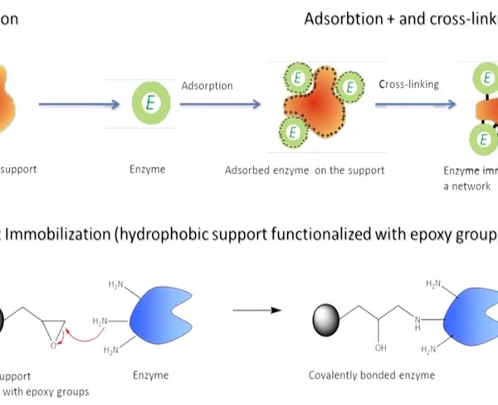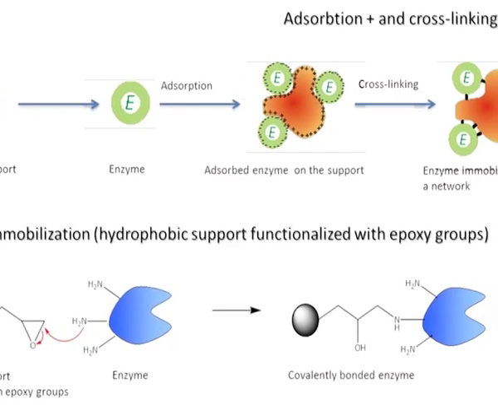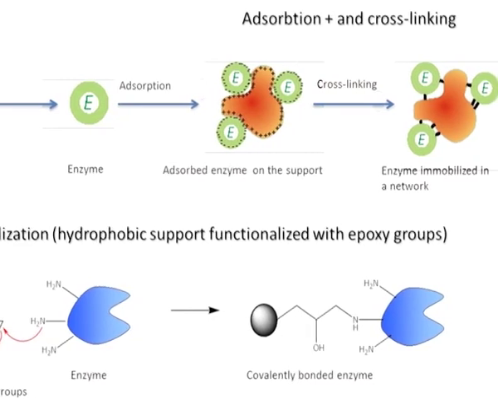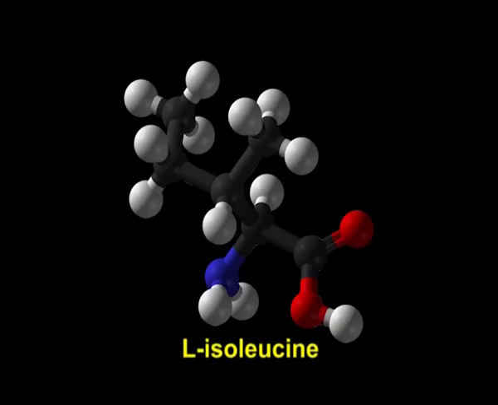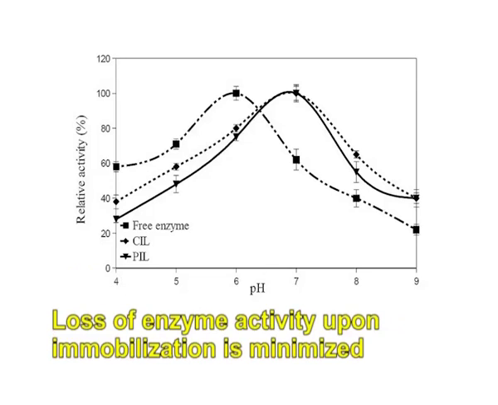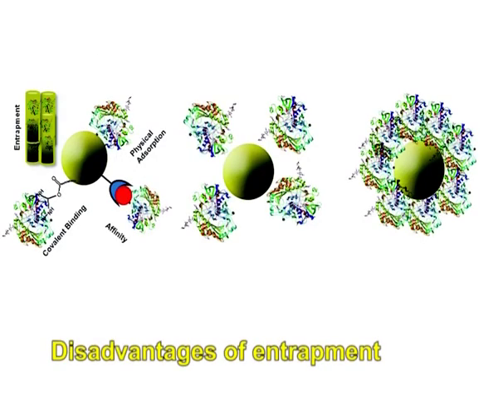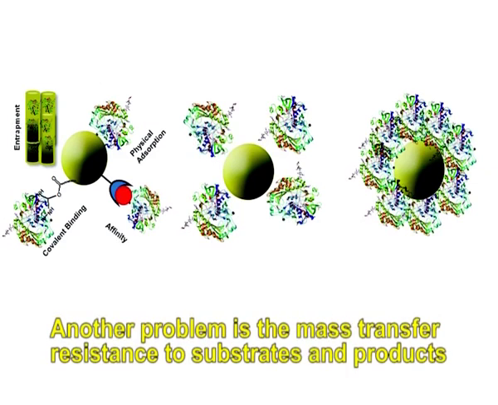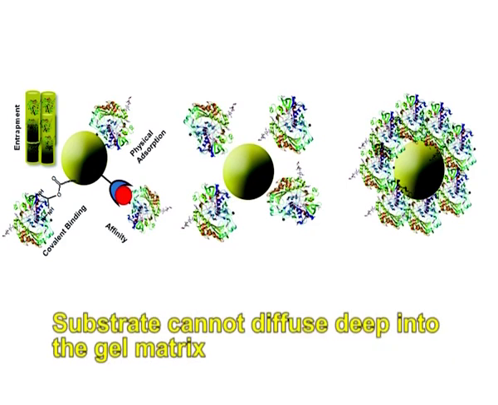The major limitation for entrapment of enzymes is the leakage from the matrix. Most workers prefer to use the technique of entrapment for immobilization of whole cells. Entrapped cells are in use for industrial production of amino acids such as L-isoleucine, L-aspartic acid, L-malic acid and hydroquinone. Advantages of entrapment. Loss of enzyme activity upon immobilization is minimized. Disadvantages of entrapment. The enzyme can leak into the surrounding medium. Another problem is the mass transfer resistance to substrates and products. Substrate cannot diffuse deep into the gel matrix.